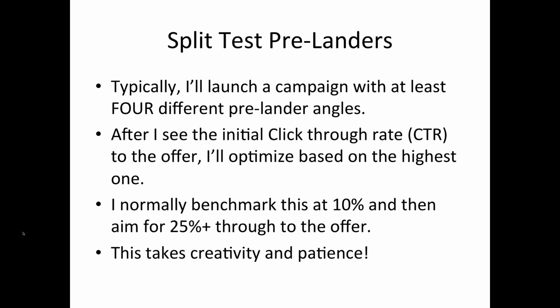But when I'm running an initial pre-lander test, it's 4 pre-landers, 4 different shells, and get at least 10%. And pre-landers that fall below that 10% benchmark, those are back to the drawing board. Those are out. And then I take those that are getting the 10% or the 25%, and then I keep optimizing them. I keep changing headlines and keep changing images and all that.